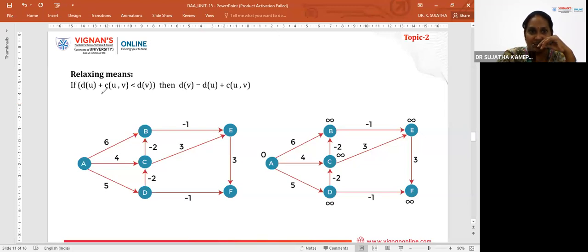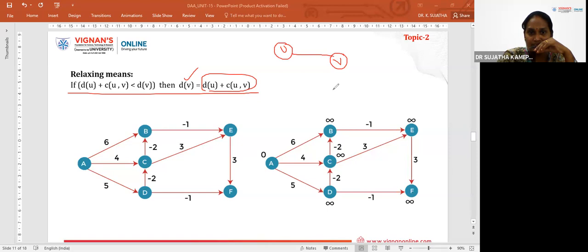Here, this is the formula that we follow: if d of u plus c of u comma v is less than d of v, then d of v is equal to d of u plus c of u comma v. So what this formula tells is, u is a vertex, v is another vertex. There is an edge from u to v, let us say.